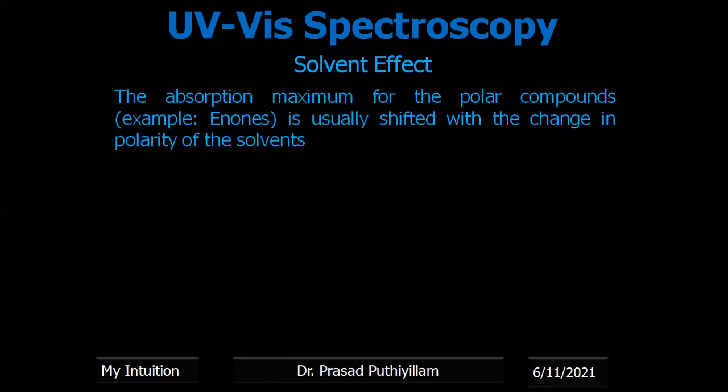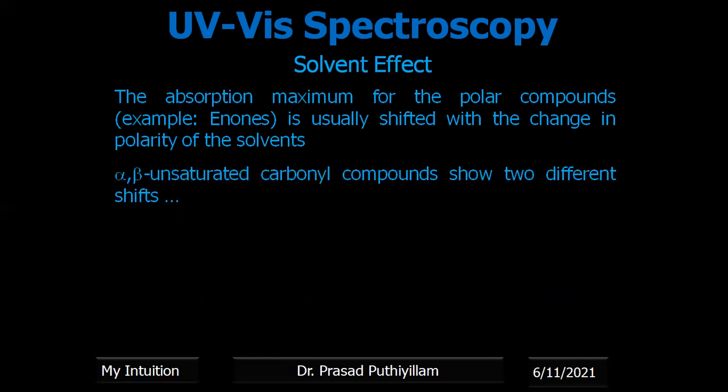The absorption maximum for polar compounds, for example enones, ketones, aldehydes or carbonyl compounds, mainly alpha beta unsaturated carbonyl compounds, is usually shifted with the change in polarity of the solvent. That means alpha beta unsaturated carbonyl compounds show two different shifts.